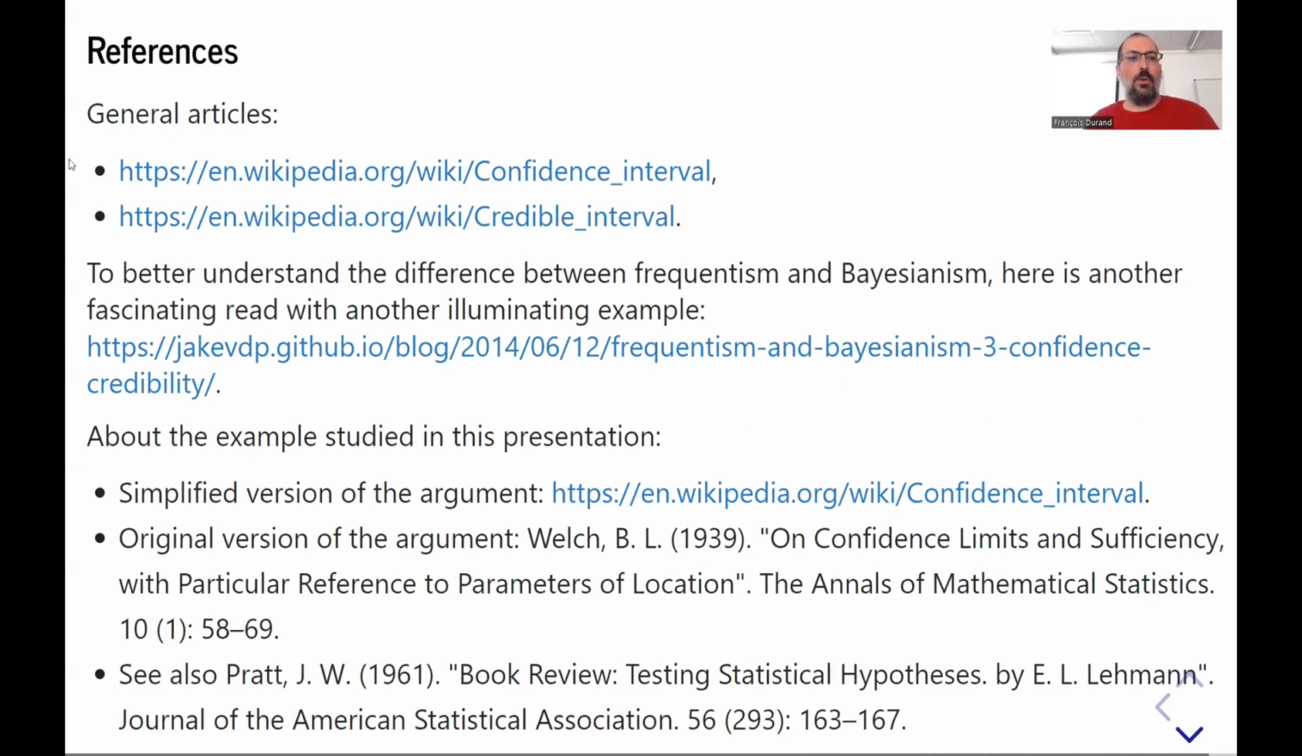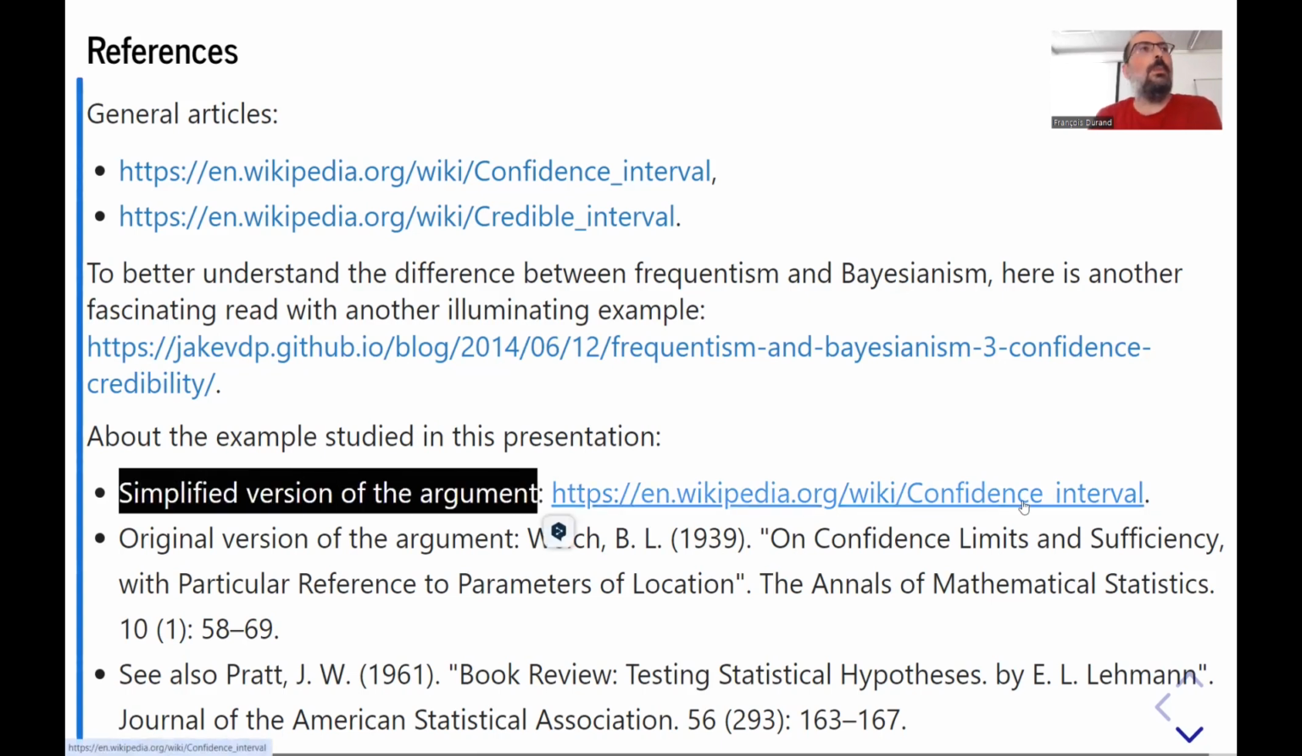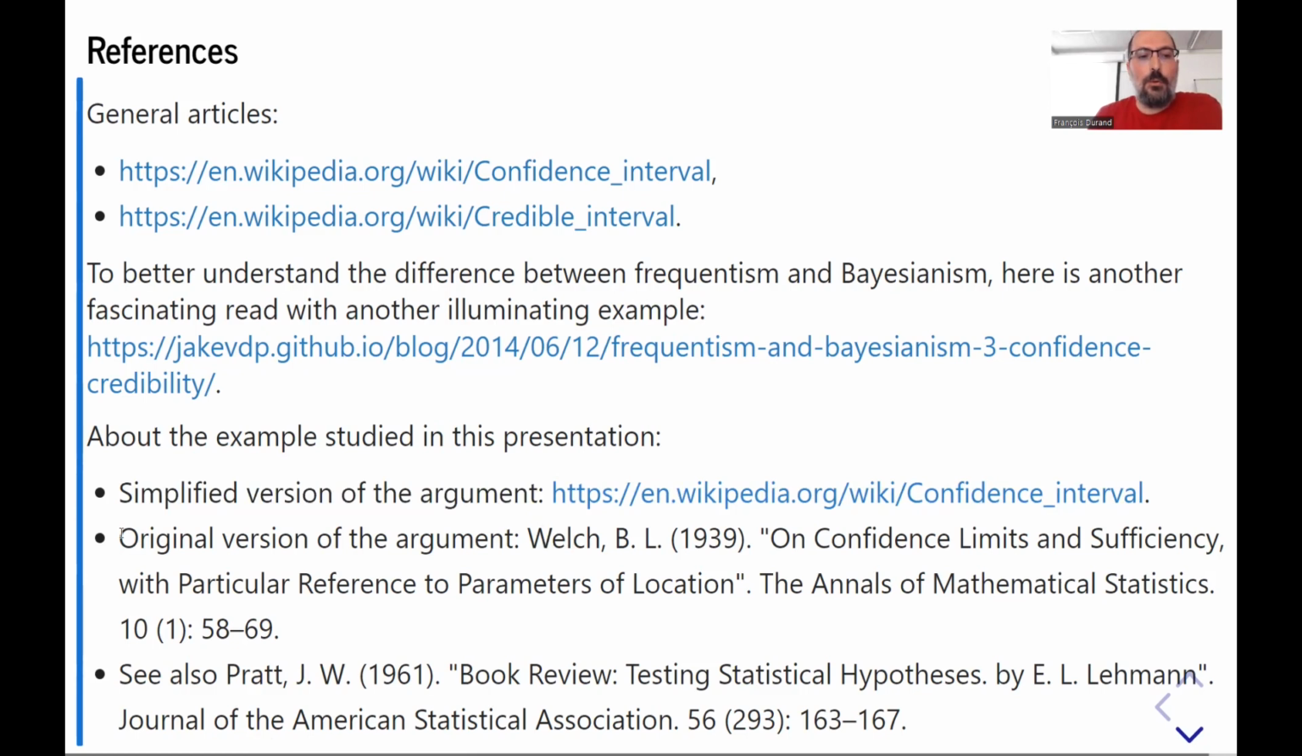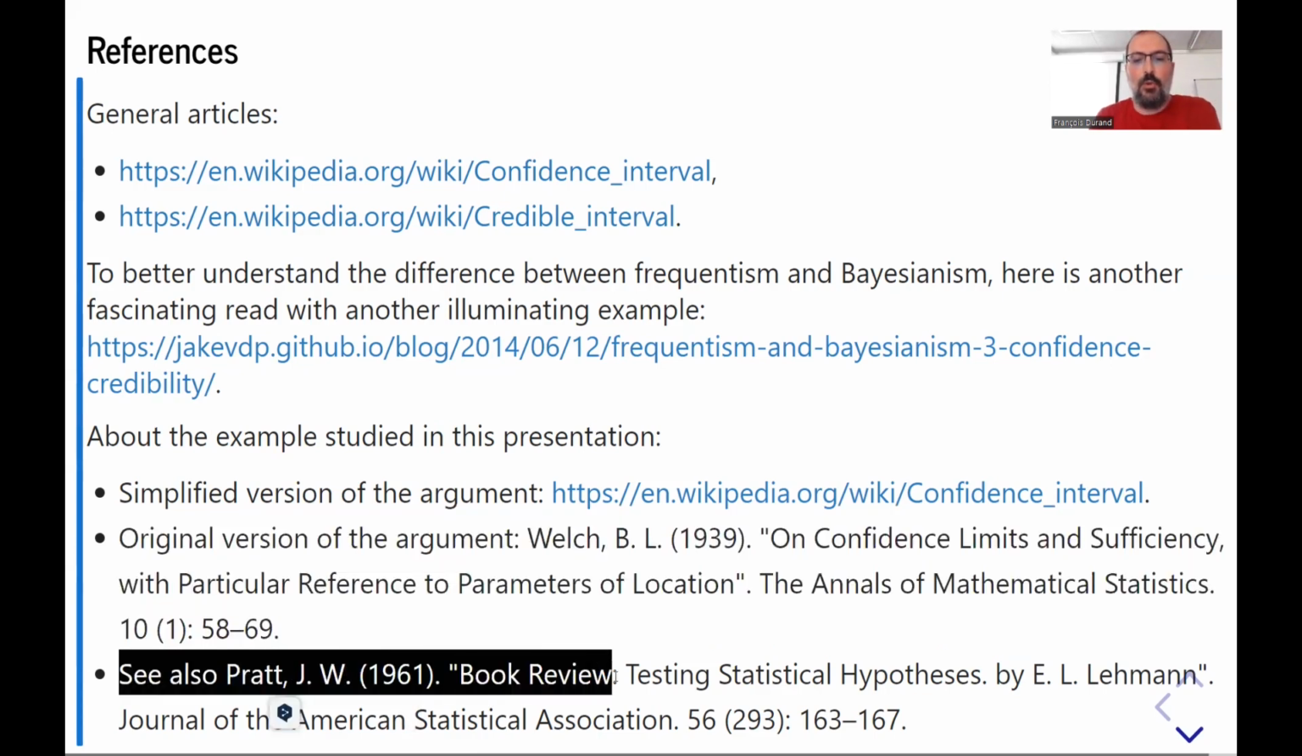Some references. In general, the Wikipedia articles on confidence interval and credible intervals are nice. I really love this article, which gives another example of a trap with the confidence interval with the truncated exponential distribution. And about the main example of the talk, the simplified version of the argument is in the Wikipedia article on the confidence interval. The original version of the argument is in this book. And to be honest, I didn't open the book, but I opened this book review where the argument is also a bit explained.